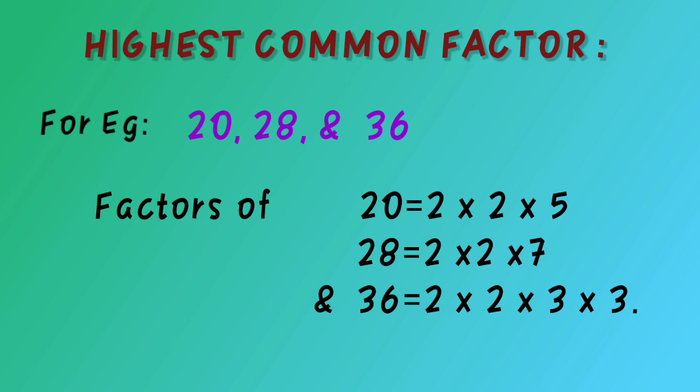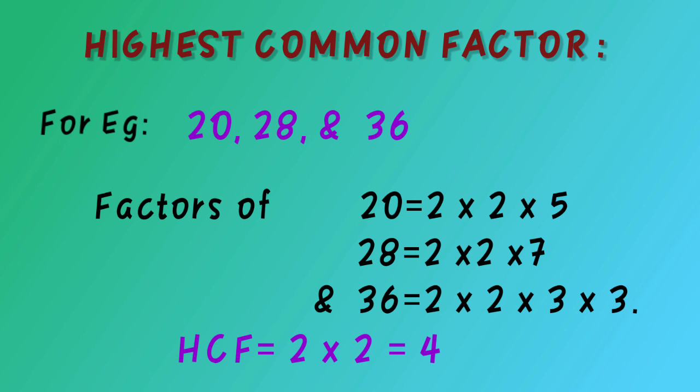Here you can see 2 is common in all three. Here one more 2 comes, and no other number is common among them, but here 2 appears two times, so the HCF will be 2 into 2 equals 4. So 4 is the HCF of 20, 28 and 36.